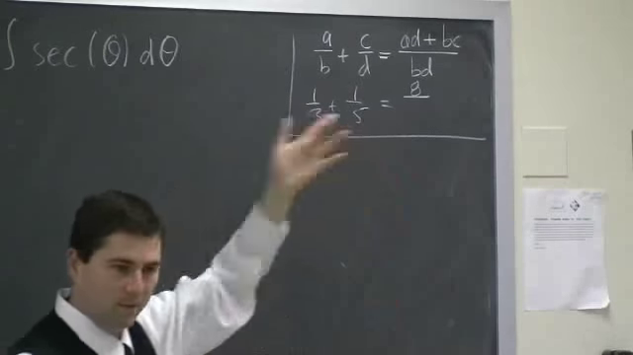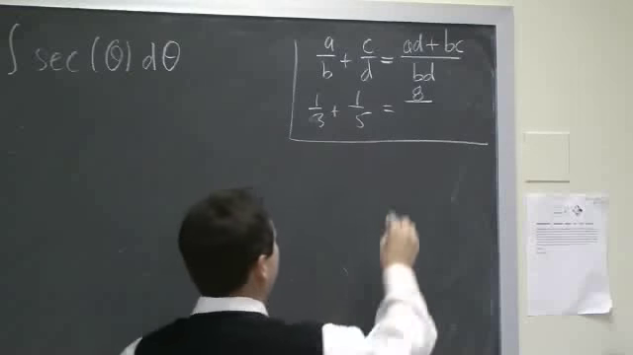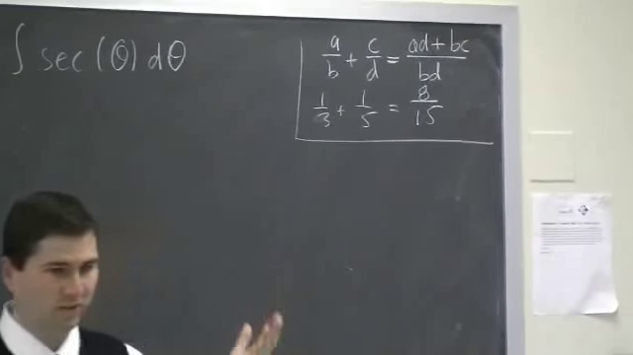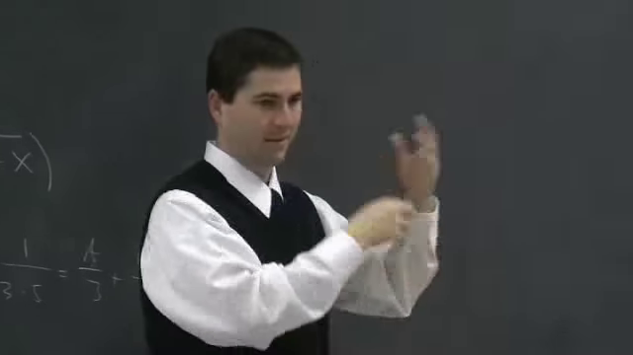Well, 1 times 3 is 3, but we added the 5, that's 8. Over 3 times 5 is 15. Okay? 1/3 plus a fifth, 8/15. Okay? Much easier than finding common denominators and fiddling around.